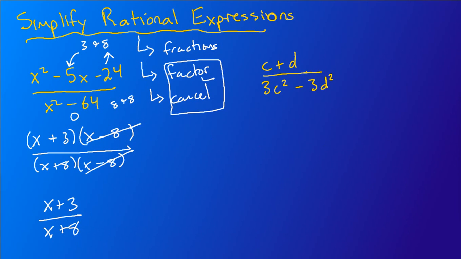Before I go on, I want to think, is there anything that x simply cannot be? The denominator can't equal 0. So that means x cannot be negative 8, because if x were negative 8, then my denominator would be 0.